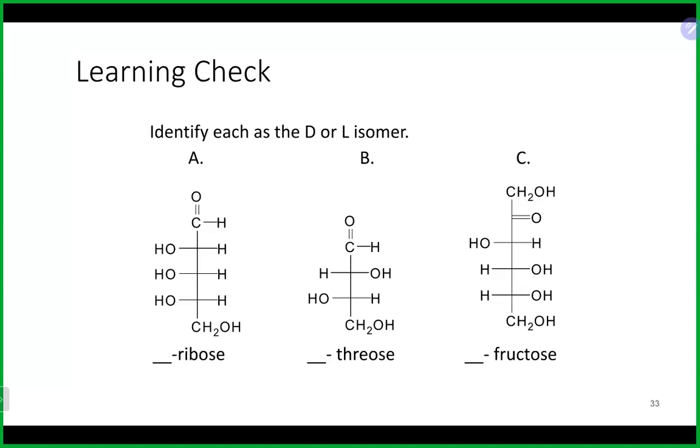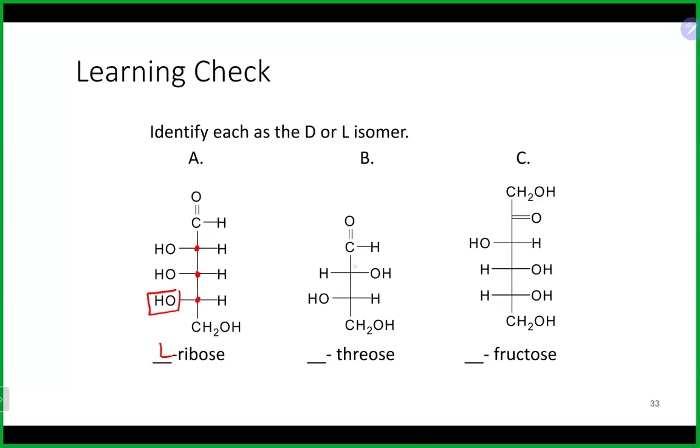Okay, so let's take a look. Starting with A, this right here should be a chiral carbon. That right there, and that right there. So those three should be chiral. And obviously, this is going to be our very last chiral carbon from the top, and our OH is on the left there. So that should be an L in this case.